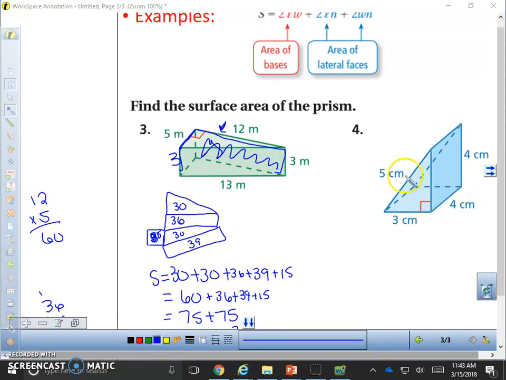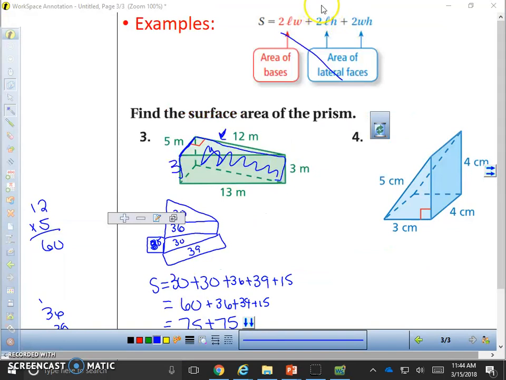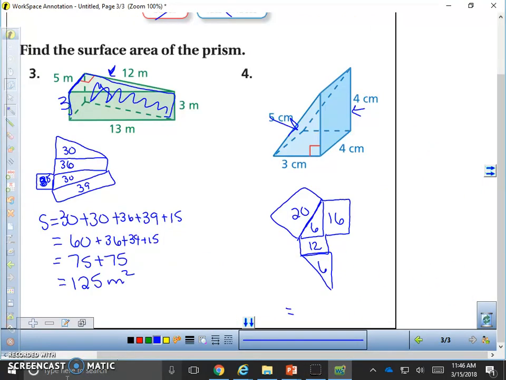All right, this one has 5 faces. 5 faces, not 6. So we cannot use the formula for these triangular prisms. Okay, we have to go by surface area from the net. Okay, you have to draw the net. You have to do this.